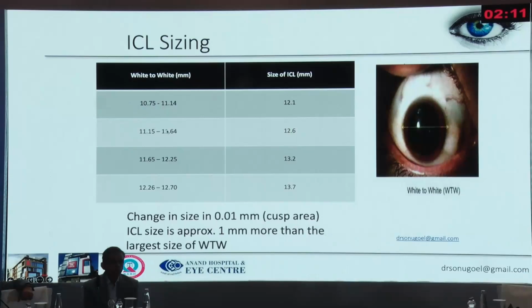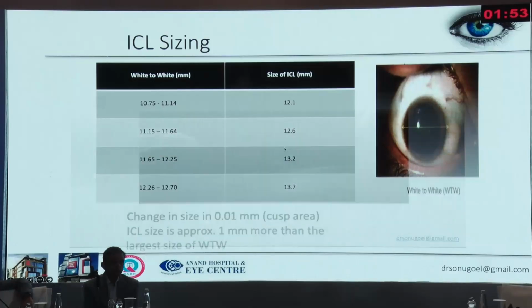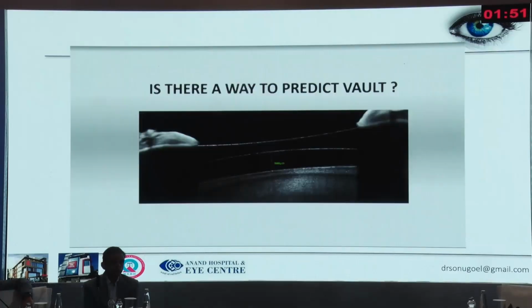So sizing is very, very crucial, and what is more important is this table that I want to bring in: with STAAR, the moment the white to white shifts from 11.64 to 11.65, the size of the ICL shifts one size up, from 12.6 to 13.2. So I think this was one of the major contributors for the refractive surprise, or the vault surprise, that we had. So, is there any way to predict the vault?